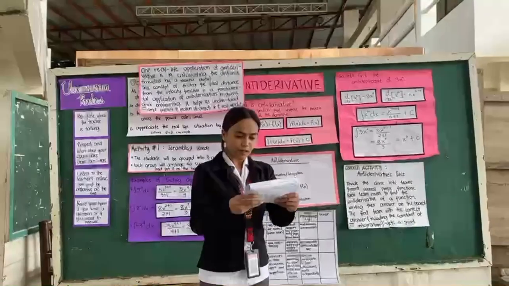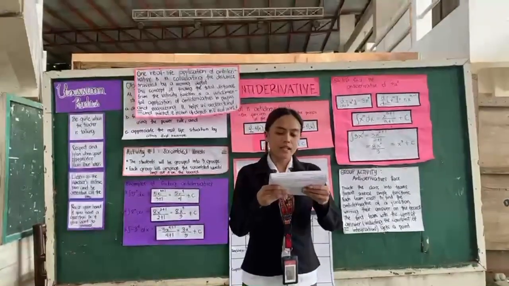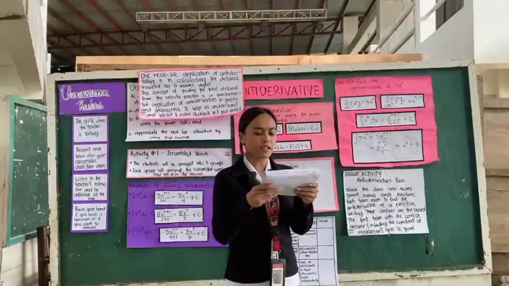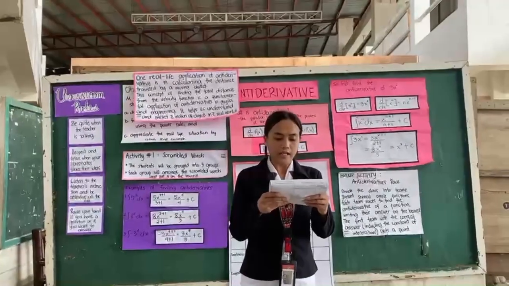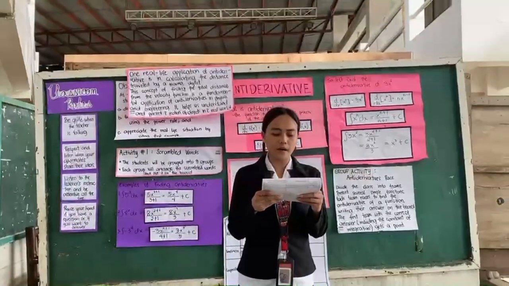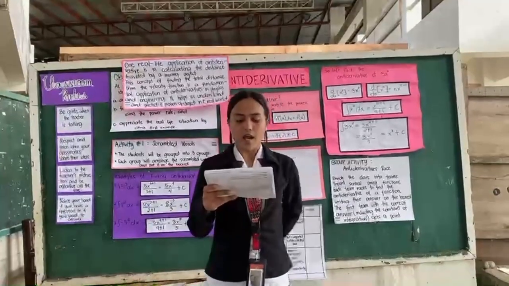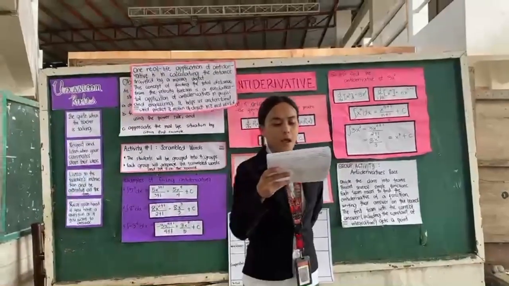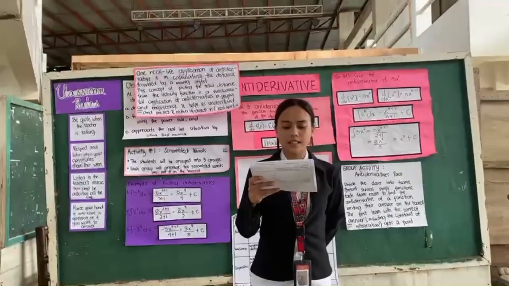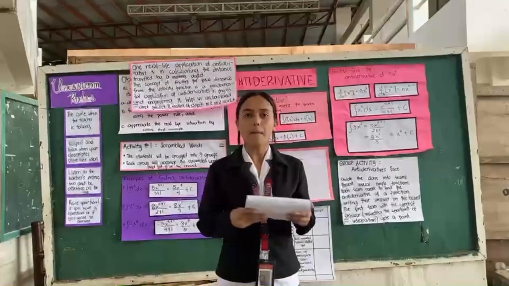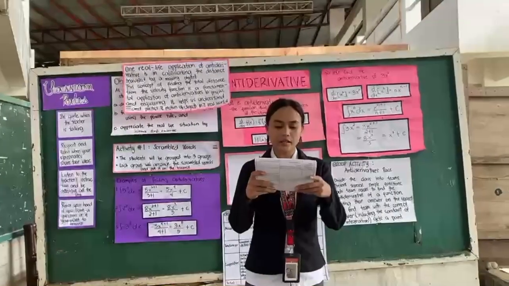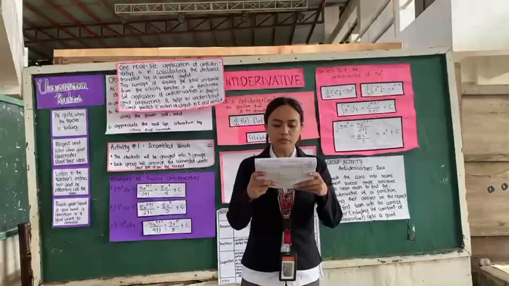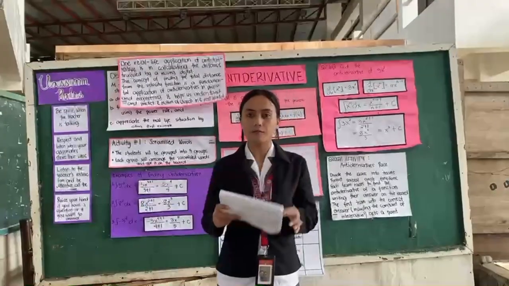Okay? Number 1. It is the function that reverses the process of the derivative. A. Antiderivative. B. Derivative. C. Constant. D. Power rule. Okay, number 2. Which of the following is the formula of the power rule?